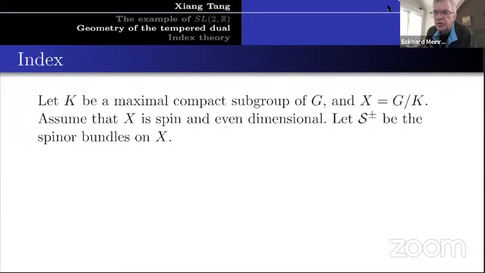I also have a question. This assumption that it's spin, I suppose that's not a very strong assumption, is it? It's not very strong. Many groups have this property, because if you just have a K-equivariant spin structure at a point, then you can just extend it. Right, you're right. Yeah.